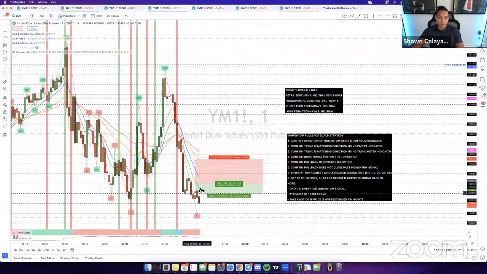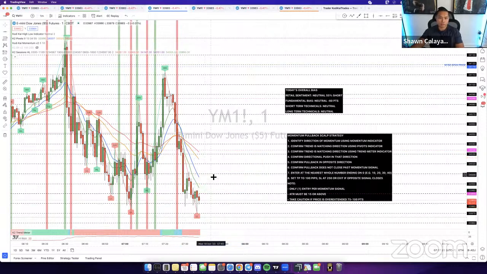All right, so the pullback never filled, guys. It would have been a nice entry right there if it did pull back to the 100 mark and then brought back down, but no entry there for the pullback.